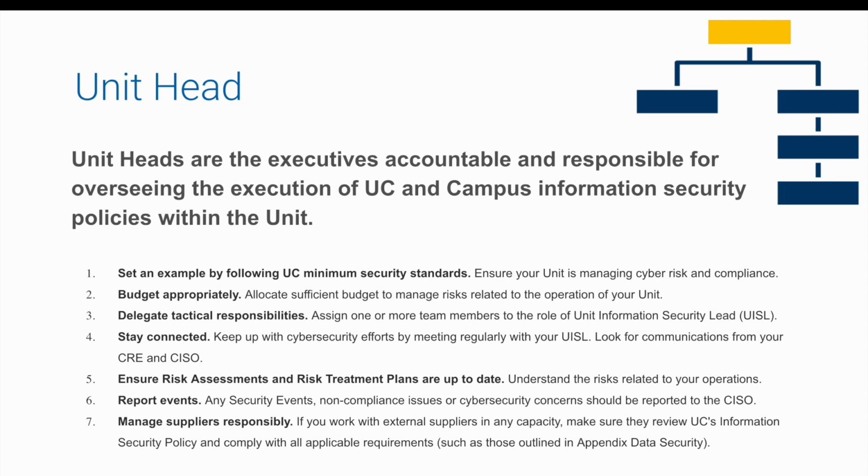Now that we have defined a unit, let's take a look at the role of a unit head. Unit heads are the executives accountable and responsible for overseeing the execution of UC and campus information security policies within the unit. UCOP has created a 7-point checklist of the unit head's responsibilities. The first responsibility is to set an example by following UC minimum security standards.